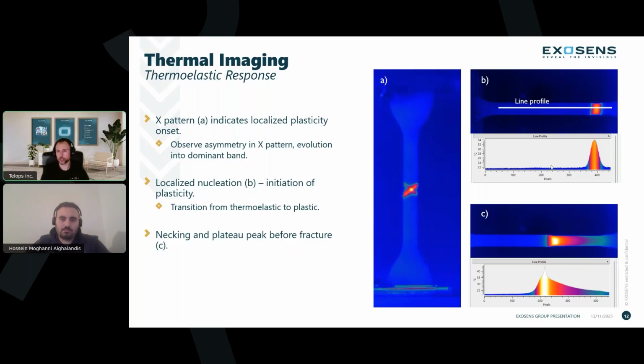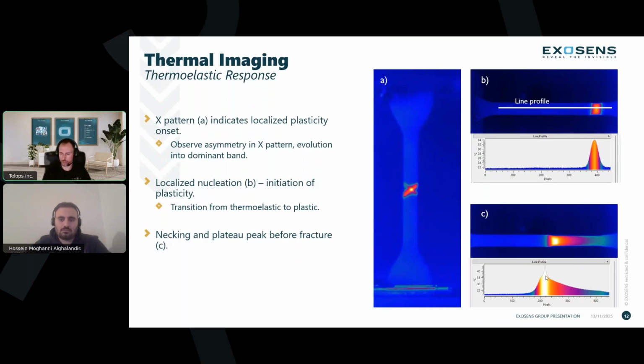And then if we look over at the other two images, image B and C, we've drawn a line profile through this. This is another uniaxial tensile test. And we can look at the temperature profile of that line as the test evolves. We get a nice increase in thermal response from this localized nuclei here. And then again, we can follow the evolution of that and see how it changes over time and how it changes in the X direction as well.